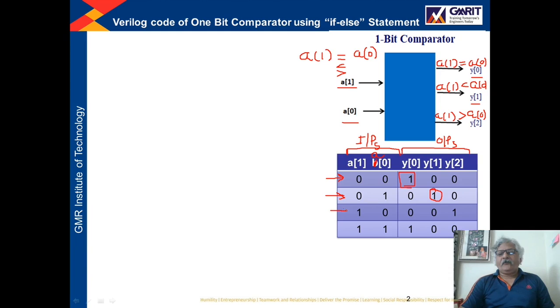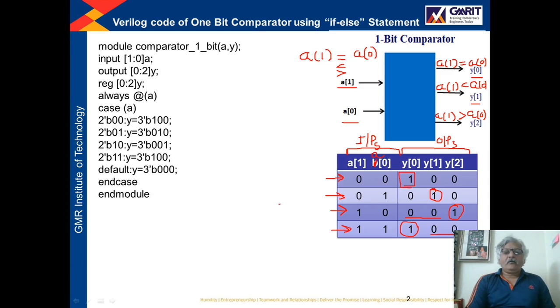Now the third case, if A1 is 1 and A0 is 0, meaning A1 is greater than A0, in that case Y2 is high and the remaining two outputs are 0. And the last case, when A1 is 1 and A0 is 1, means both numbers are equal. So again Y0 will be 1 and the remaining two outputs are 0. So now the Verilog module for this particular functionality is like this.